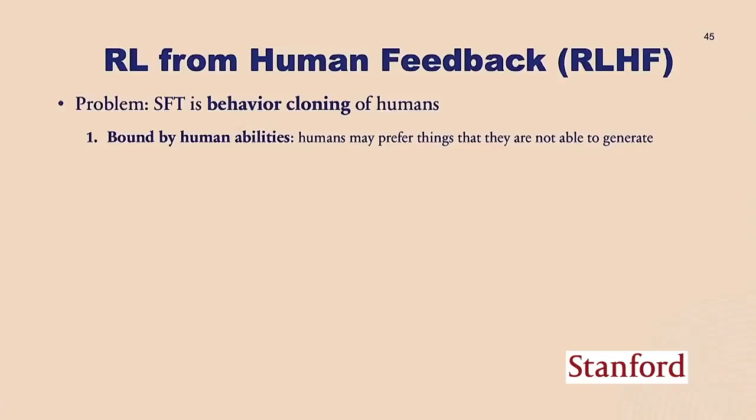Humans won't generate the things that they think is actually the best thing to generate. So if you ask me to write a book, I can definitely enjoy a book. I can probably say one book is better than another, but I'm definitely not going to be as good at writing the book that I want to read. So you're going to be bound by the human ability to generate things, even though the humans might be better at distinguishing between things. That's one issue.